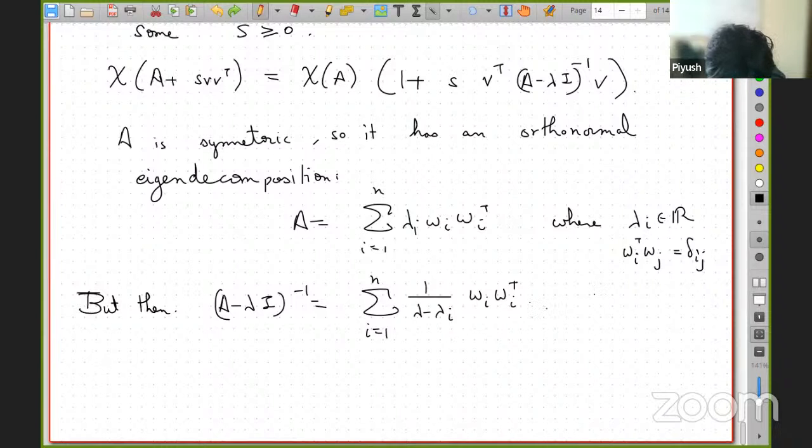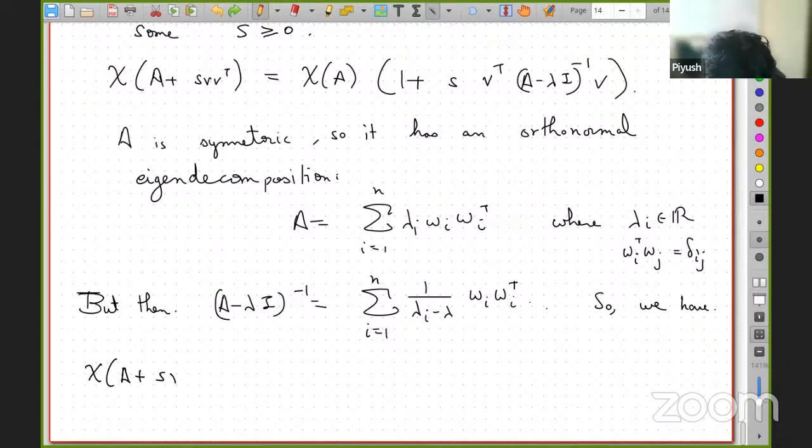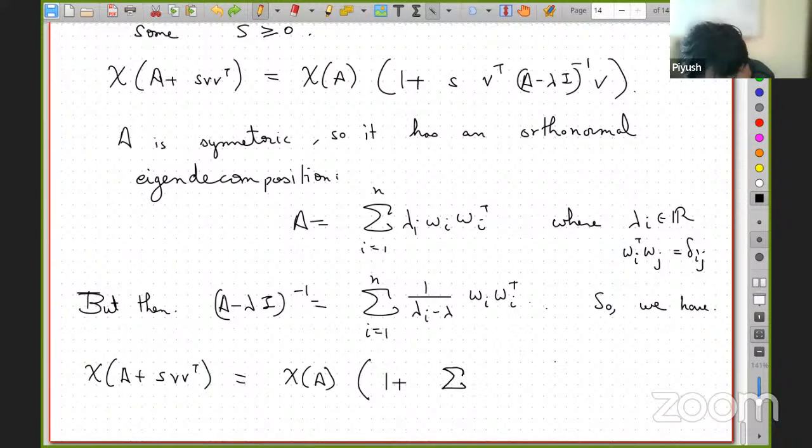Is it lambda_i minus lambda? So we have that the characteristic polynomial of A with the rank one update looks like the product of the characteristic polynomial times something which is not so bad, right? It's just a sum of rational functions. It looks like (v transpose w_i) whole squared.